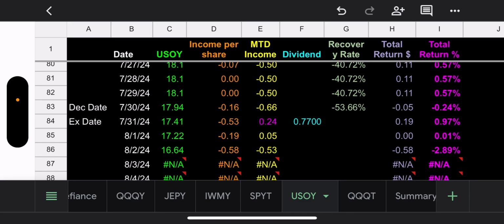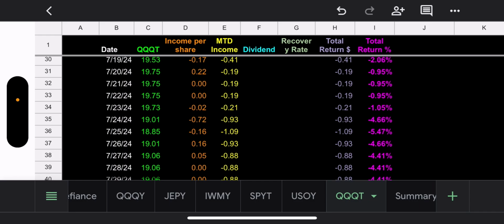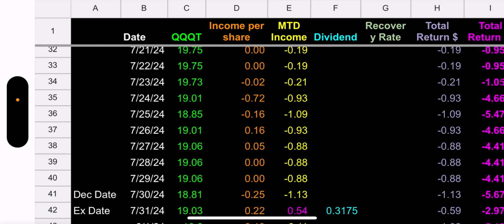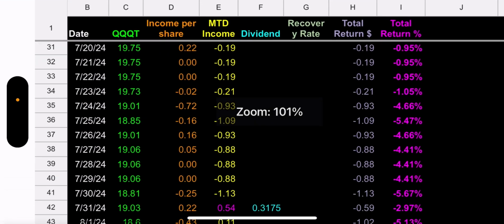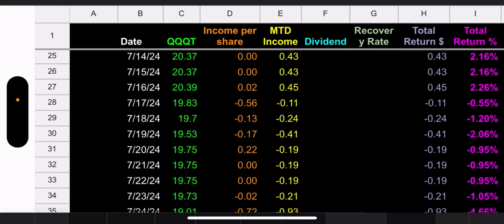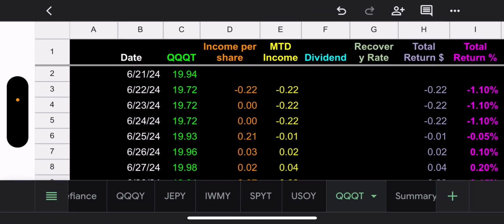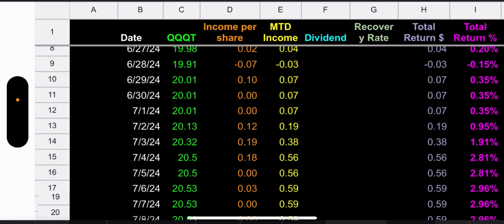But as of right now, no desire, at least for me, to buy USOY. All right, last but not least, QQQT. Let me zoom in the appropriate amount here. So they did not make a distribution until recently. So if we scroll down, we go to the month-to-date income.